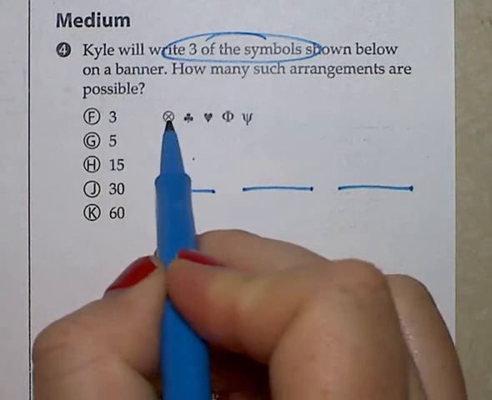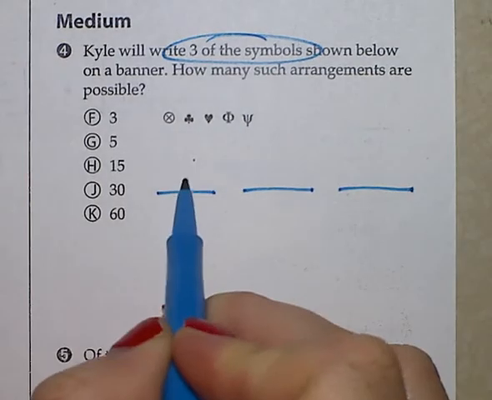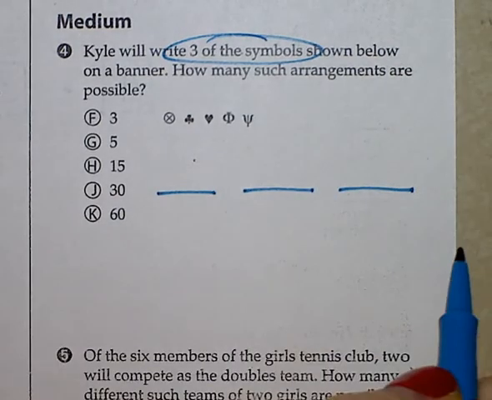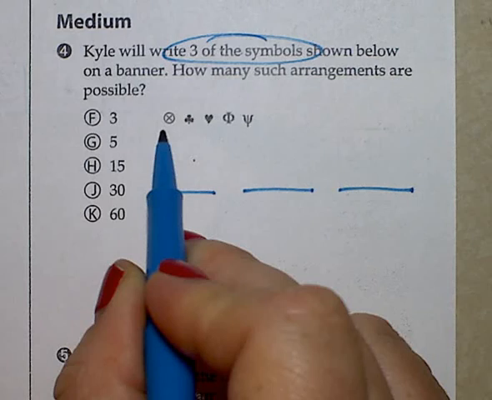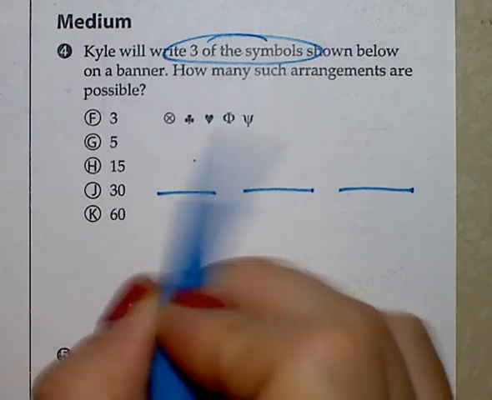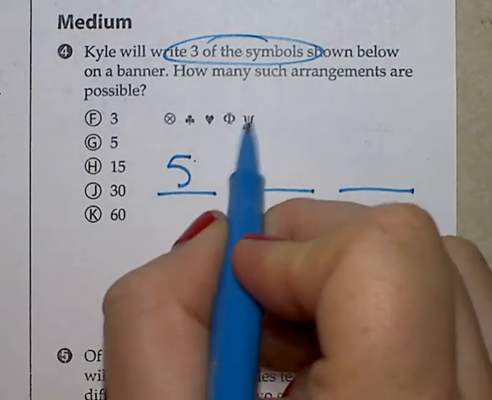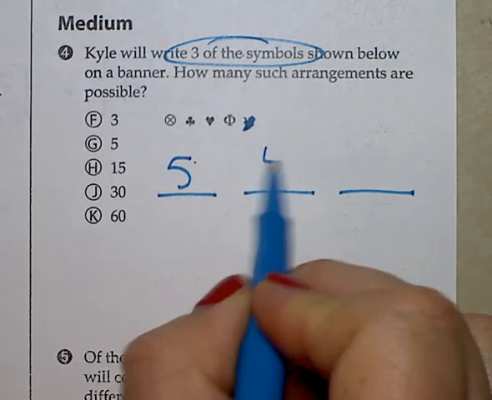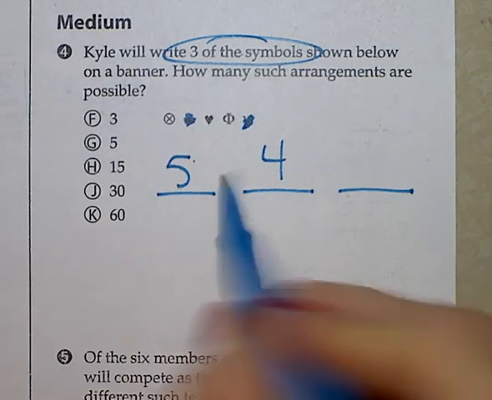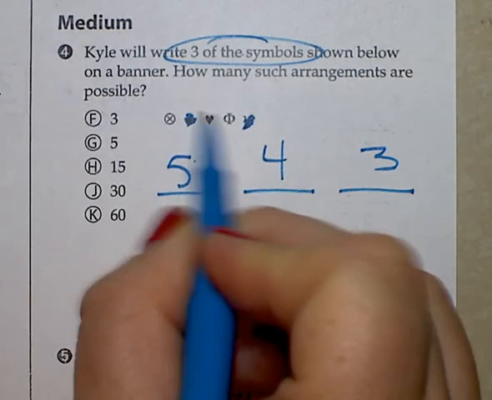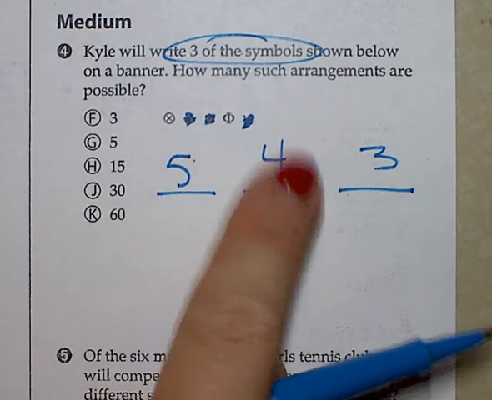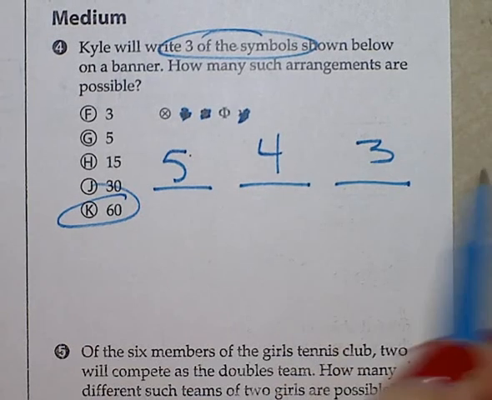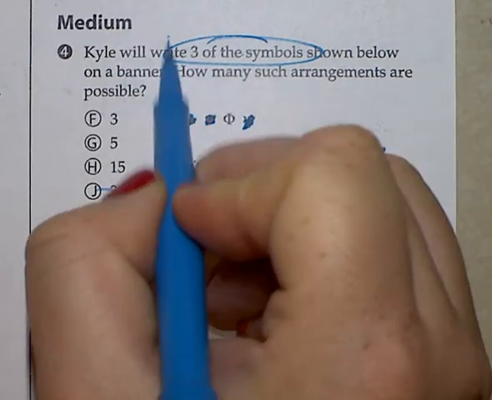So Kyle will choose one of these 5 symbols to place in this position. He's only going to write 3 of these symbols. So how many options does he have for the first spot? How many options do you see? 5 options. Now he chooses one of those. For the second symbol, how many options does he have? Okay, I'm going to randomly choose one. For the third option, how many does he have? So 5 times 4 is 20, and 20 times 3 is 60. A lot of students think you keep going 5 times 4 times 3 times 2 times 1. This specifically says you're only going to use 3 of these symbols.